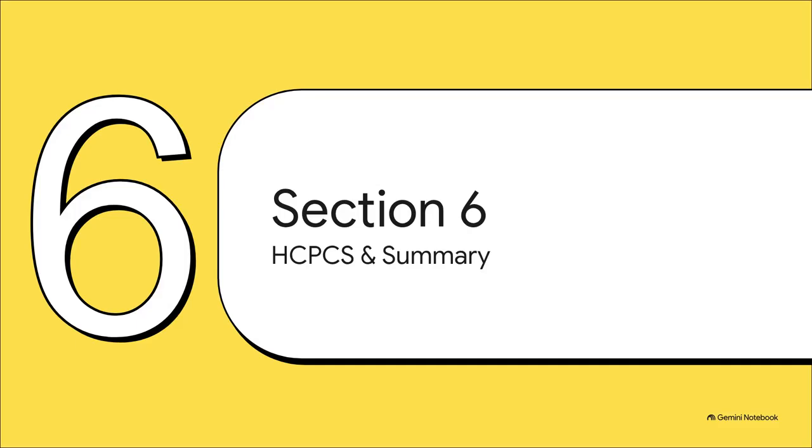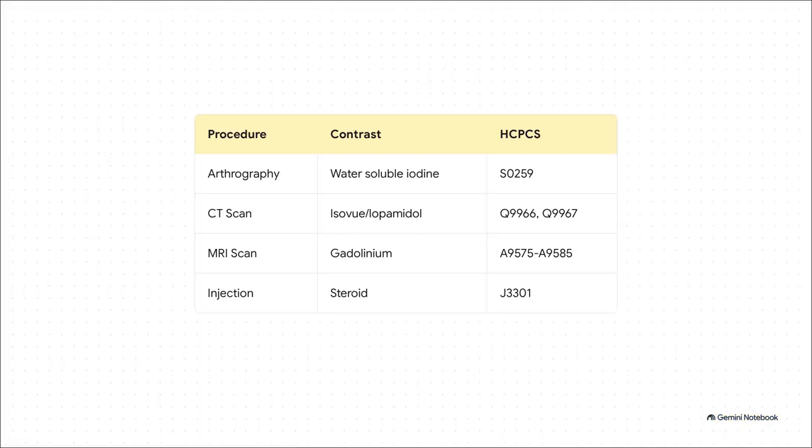Finally, Section 6, HCPCS contrast, and our final summary. Let's wrap up our framework by looking at the often overlooked but financially vital HCPCS Level 2 codes. If a provider performs an arthrography to evaluate joint structures and injects a water-soluble iodine contrast, you need to report HCPCS code S0259. For a CT scan utilizing IsoView or iopamidol, you're looking at Q9966 or Q9967. If it's an MRI scan using gadolinium, you'll select from the A9575 to A9585 range.